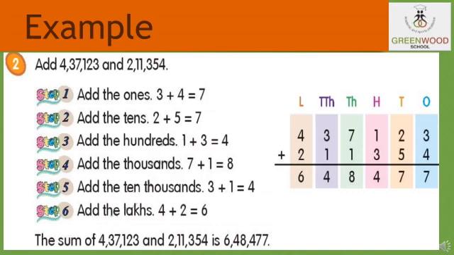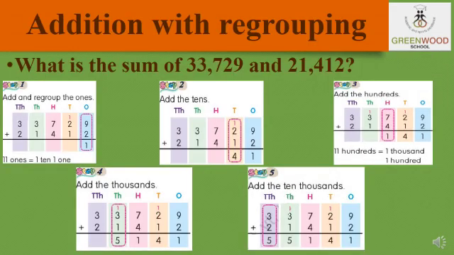Step 4, add the thousands. 7 plus 1 equals 8. Step 5, add the 10,000s. 3 plus 4 equals 7. And the last step 6, add the lakhs. 4 plus 2 equals 6. Therefore, our answer is 6,48,477. Our next topic is addition with regrouping.